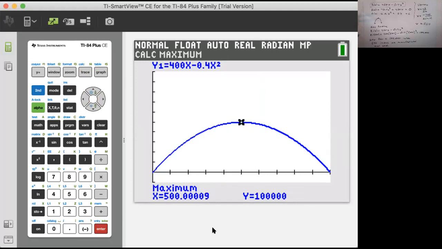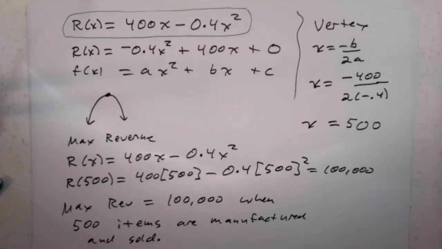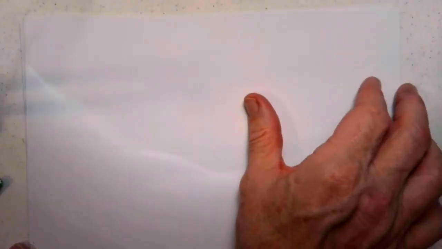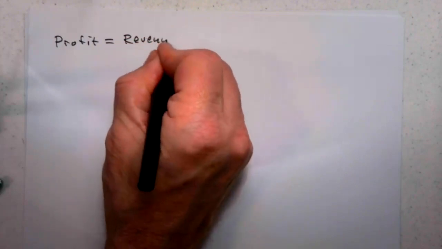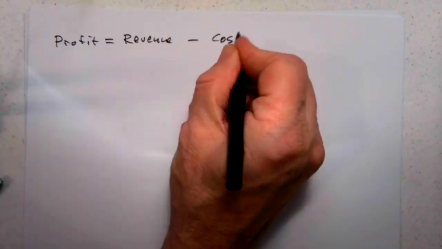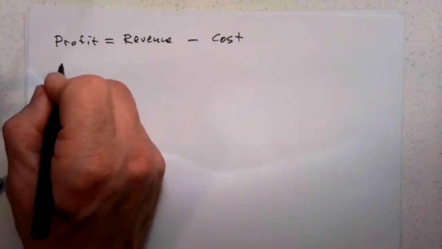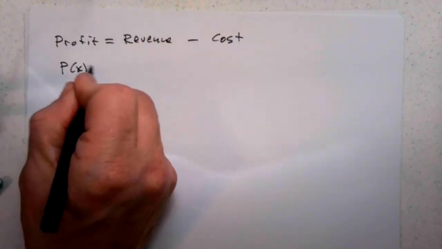Now that was the maximum revenue. Now what else do we need? We need the maximum profit. So to do that, we need to recognize that profit is revenue minus cost. Okay, so profit equals revenue minus cost. So our profit function, we'll call capital P of x.